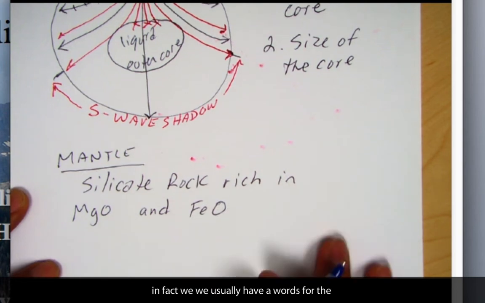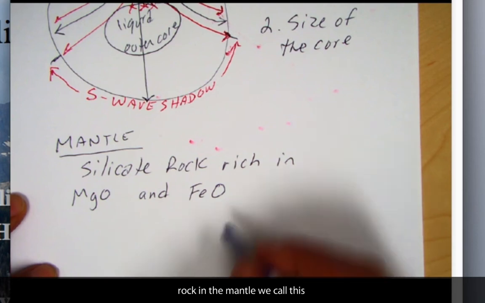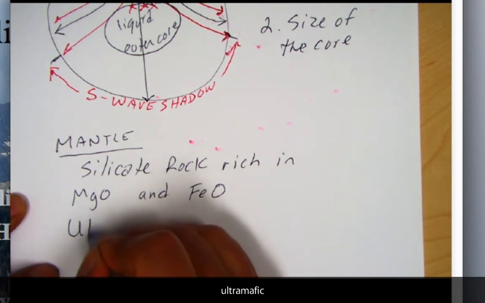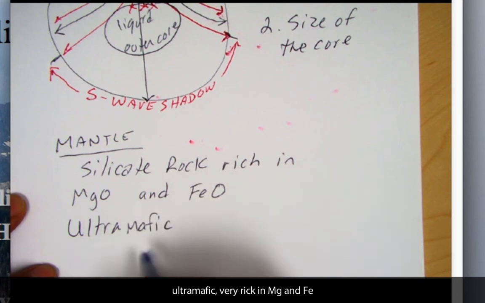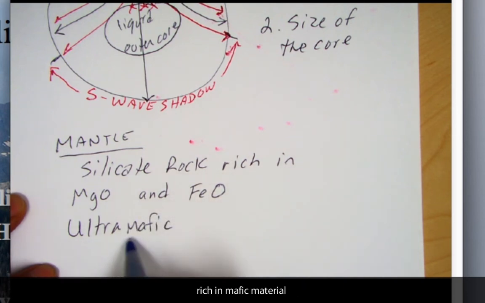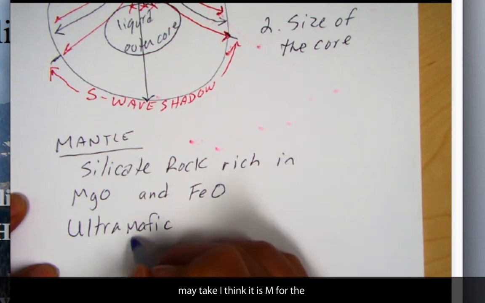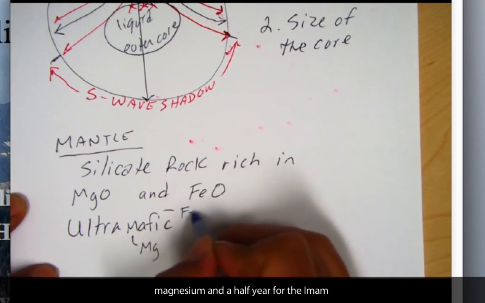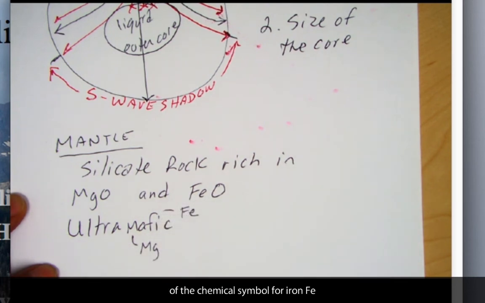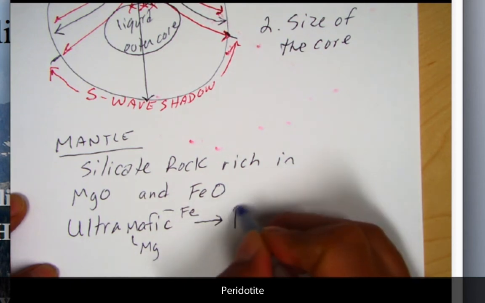In fact, we usually have a word for the rock that occurs in the mantle. We call this ultramafic, which means it's obviously very rich in this mafic material. And mafic, think of this M for the magnesium and the F here for the iron. Remember, the chemical symbol for iron is Fe. So ultramafic. And the rock that we usually describe here is a rock called peridotite.